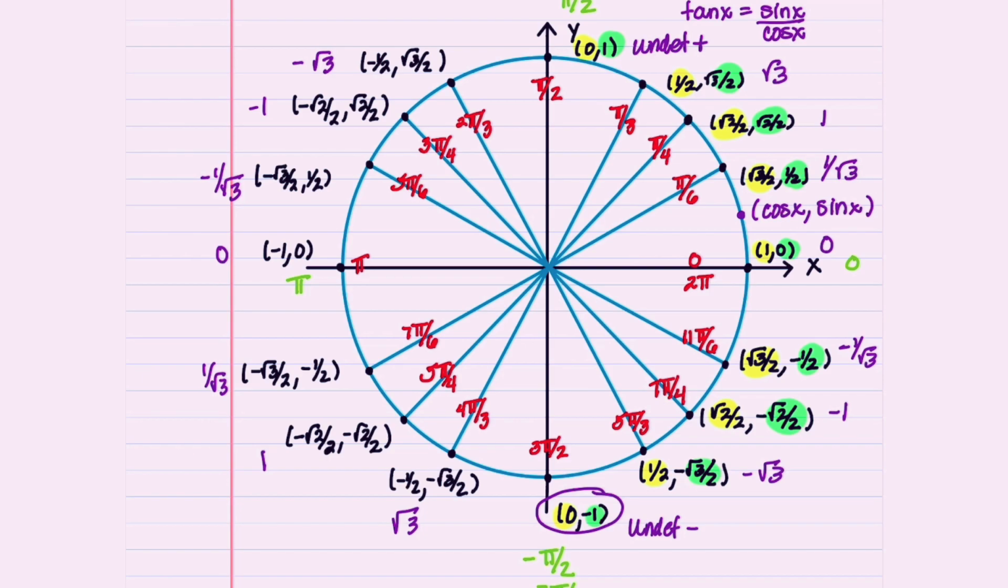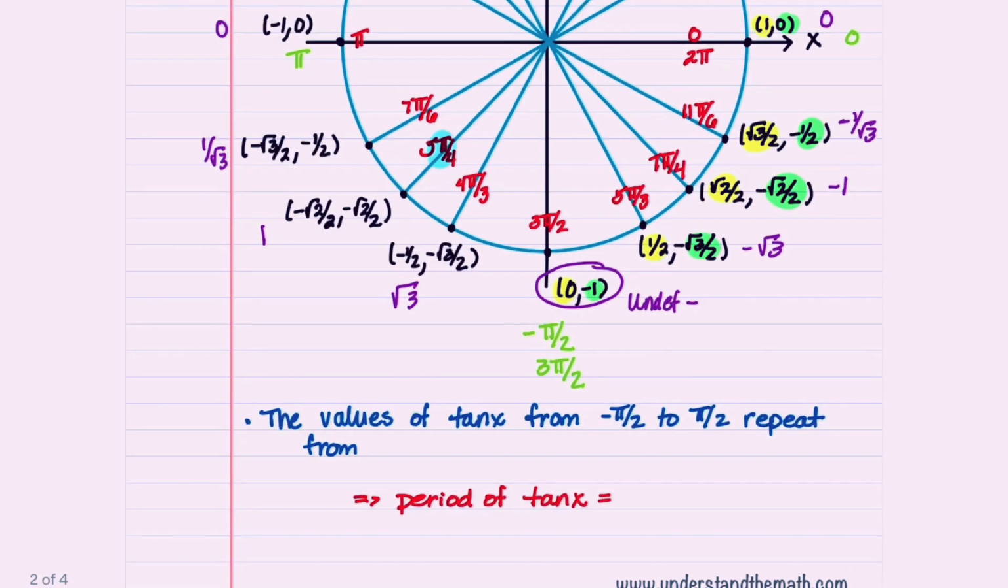The value of tangent is equal to 1 at pi over 4, and then when we go another pi units down to 5 pi over 4, our tangent is equal to 1 again, and that happens for all of the points. This tells us that the period of our tangent function is equal to pi.